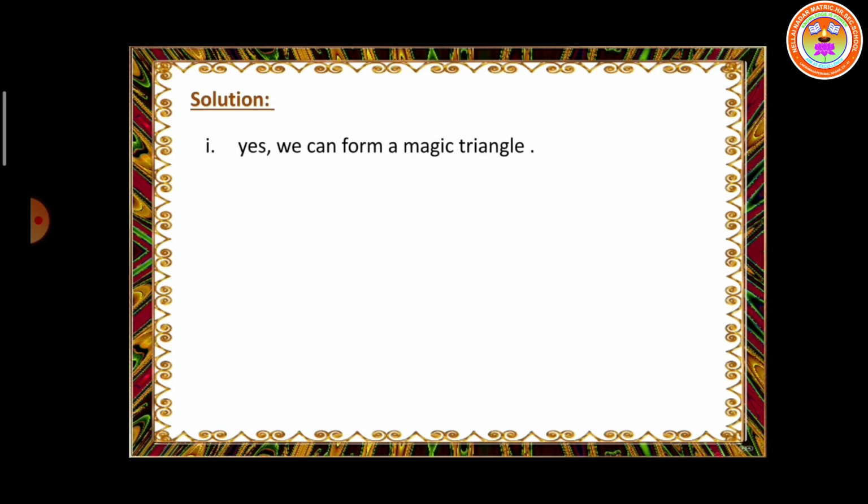Solution. Can you form a magic triangle? Yes, we can form a magic triangle. Second question. How many magic triangles? 5 magic triangles. What are the sums? The sums are 17, 19, 20, 21, 23. Can you understand, students? Next question.